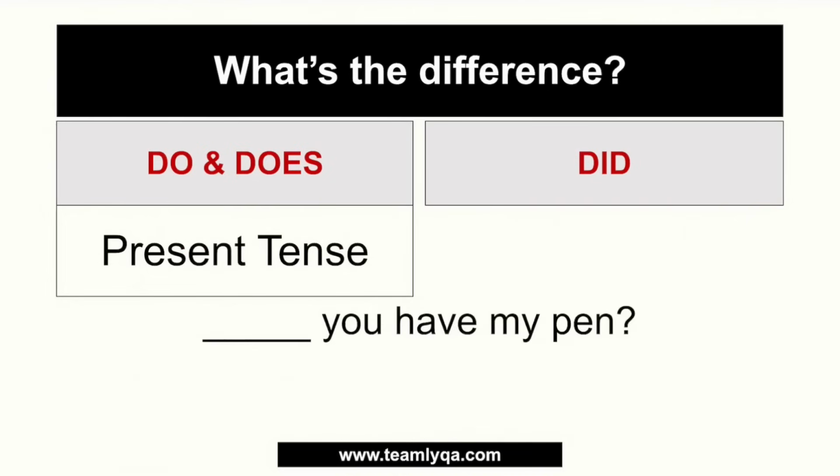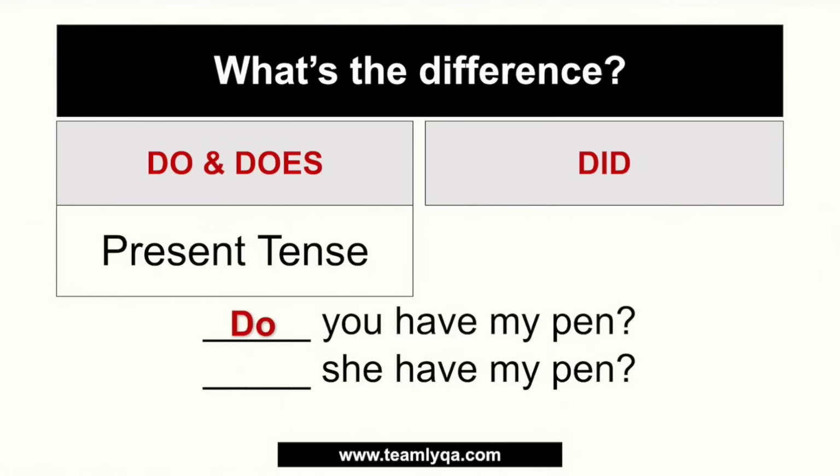Something like this, a sentence that goes like this. Blank, you have my pen. Okay? So, the full sentence would be, do you have my pen? Now, in case naman ang tanong mo ay, blank, she have my pen, this becomes, does she have my pen? Kasi, tinatanong mo ay kung hawak ba niya or nasa kanya yung pen mo right now.